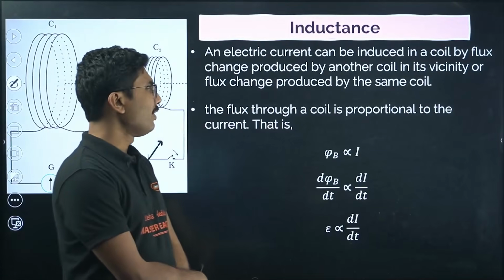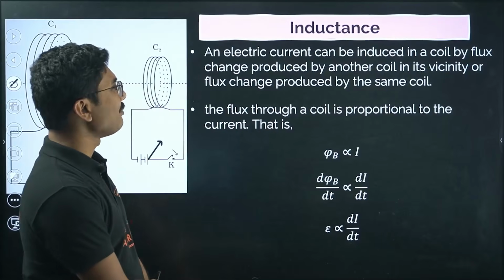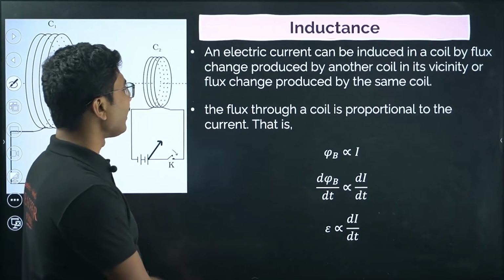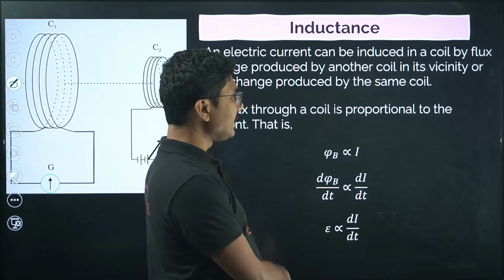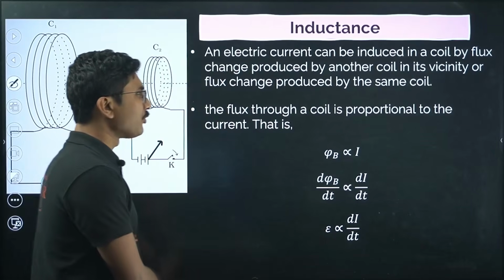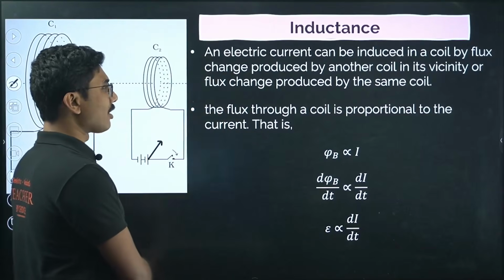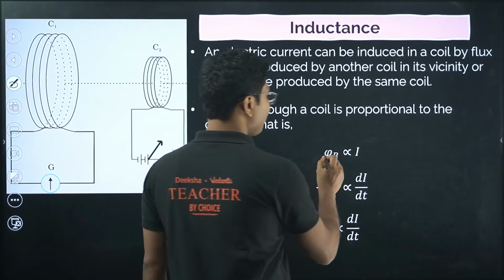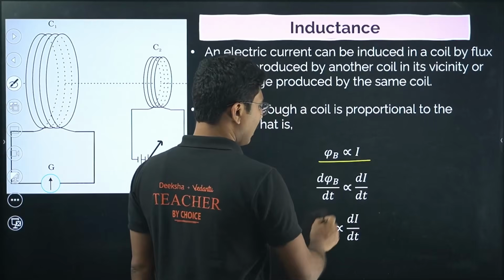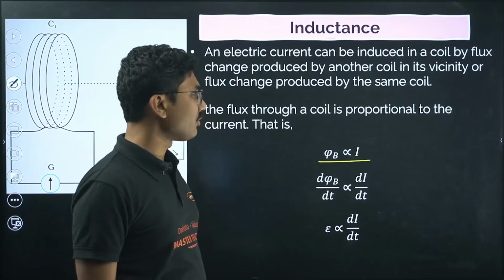Let's move on to inductance. What is inductance? An electric current can be induced in a coil by flux change produced by another coil in its vicinity, or flux change produced by the same coil. The flux through a coil is proportional to the current, that is phi B is proportional to I, and you can say that induced EMF is proportional to the rate of change of current.